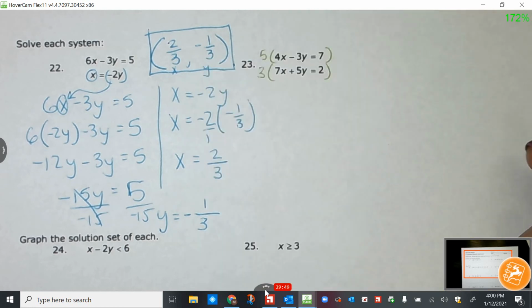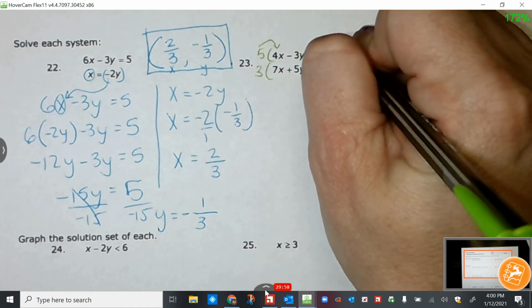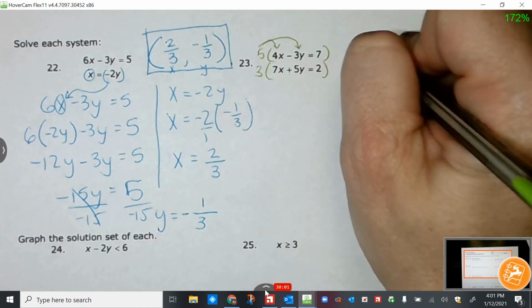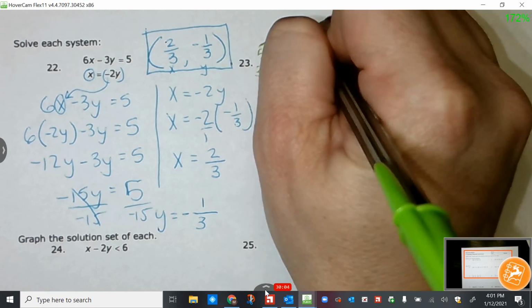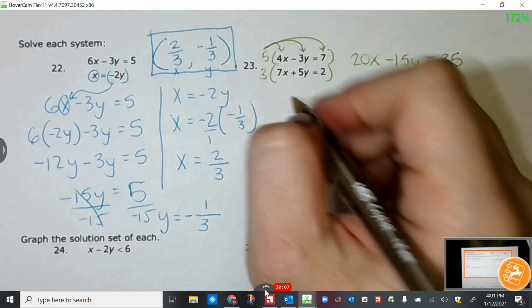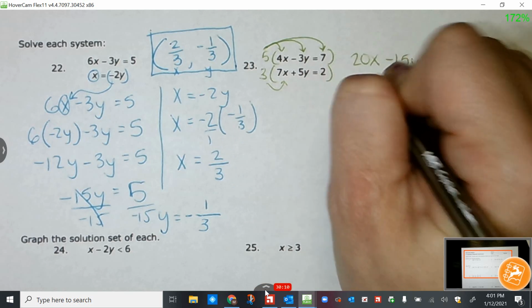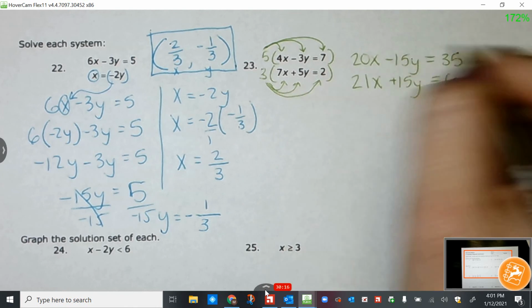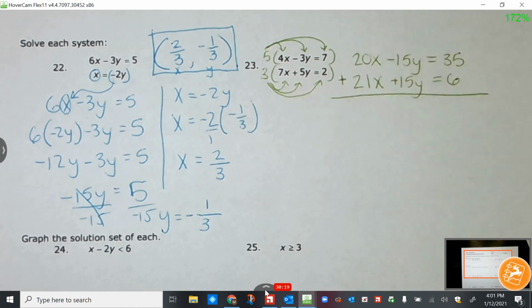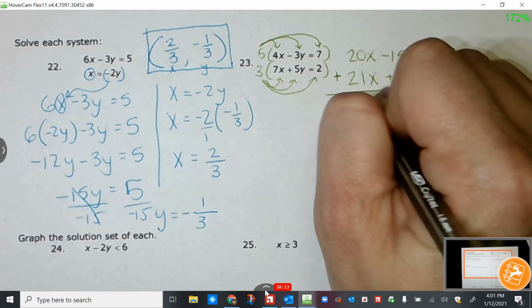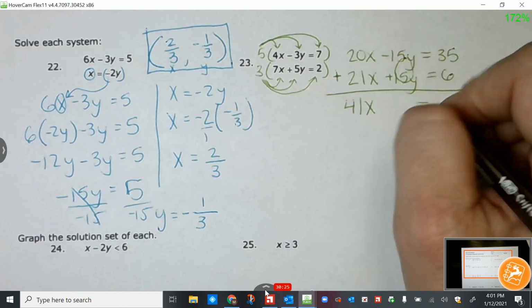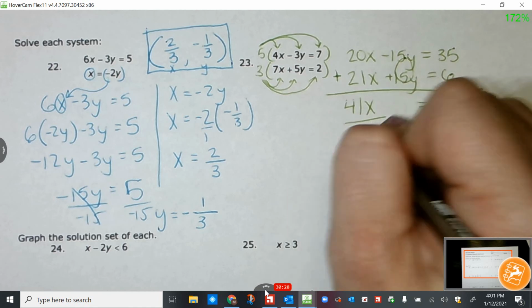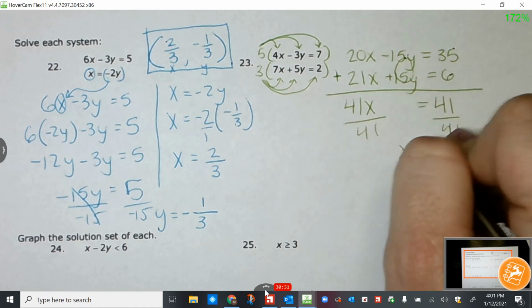I'm trying to cancel my y's, by the way. Just because 4 and 7 don't ring a bell for me to pick a number right away, but I know 3 and 5 are 15 right away. So that gives me 20x minus 15y equals 35. This gives me 21x plus 15y equals 6. Big addition, because we set it up like elementary math. This gives me 41x. That cancels out, and this gives me 41. Divide by 41, divide by 41, and I get x equals 1.